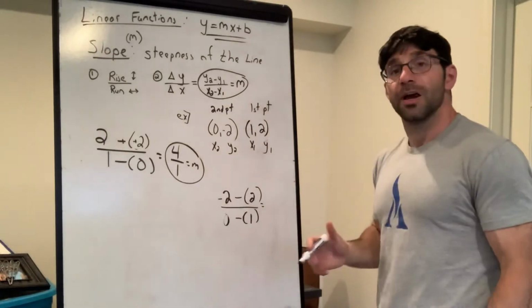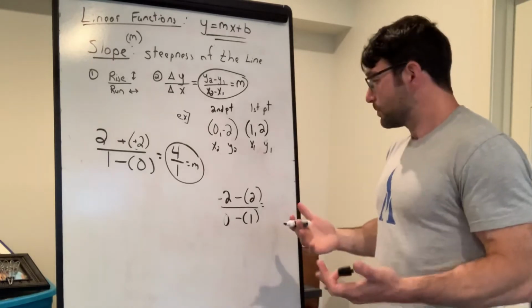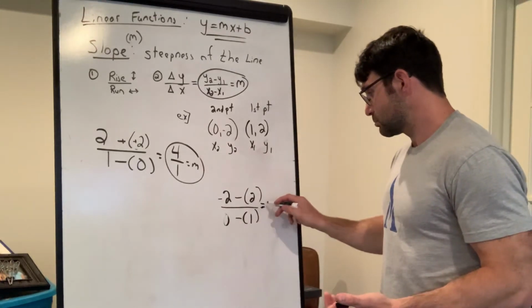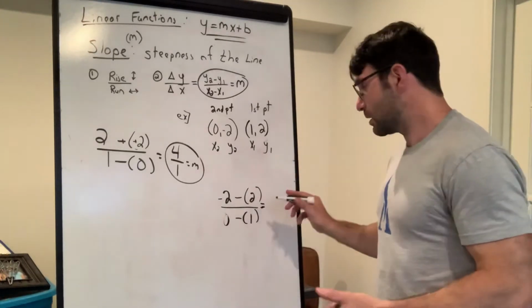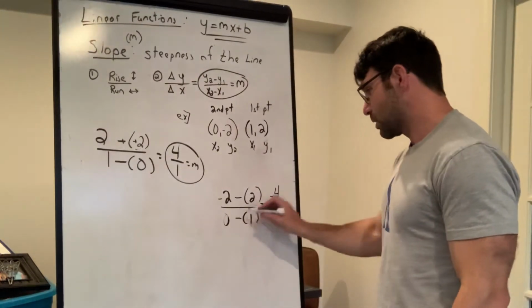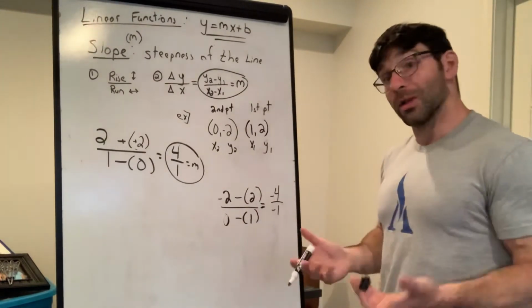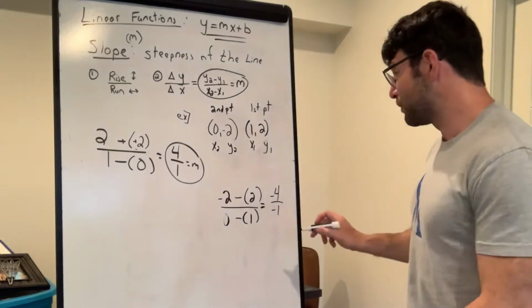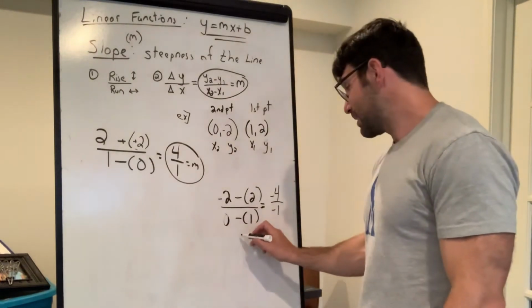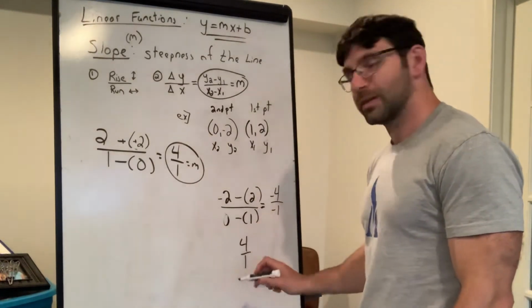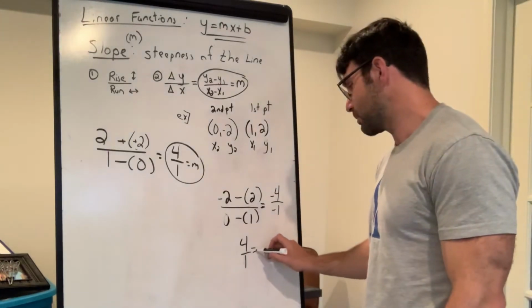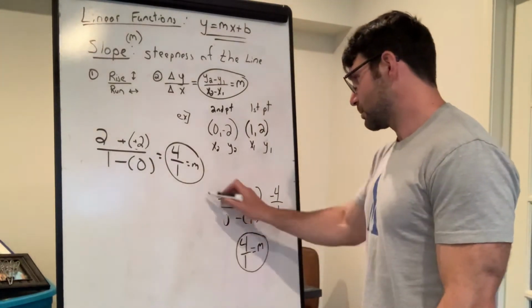So let's see what happens. Negative 2 minus 2. If you have a calculator and you need to do this, get it. That's going to be negative 4. 0 minus 1 is negative 1. Well, let's divide. Negative 4 divided by negative 1 is, oh man, a negative divided by a negative is positive. Wait a minute.